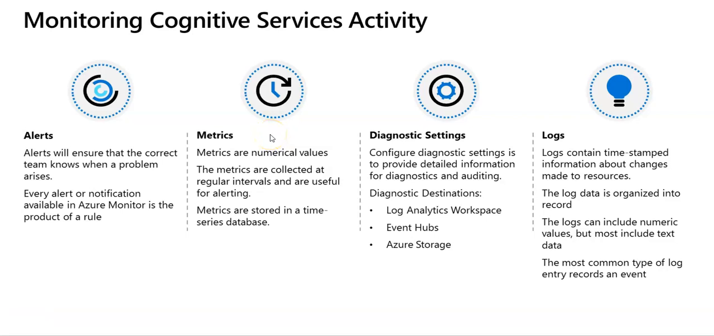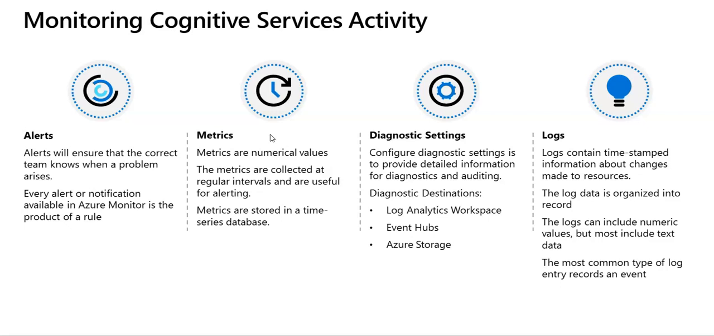So our topic is monitoring cognitive service activity. The monitoring section of the cognitive service resource blade in Azure portal includes 4 areas that you can use for monitoring of your resource. These include alerts, metrics, diagnostic settings, and logs. Now, let's first talk about alerts.